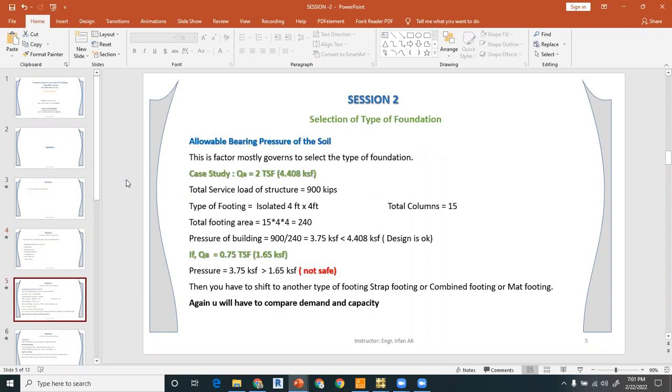So the first one is the allowable bearing pressure of the soil, and this factor is mostly governed because our allowable bearing pressure is variable from place to place, and we have done a case study for the better understanding of how this factor will affect the selection type of foundation, and then the sizes of the structure.